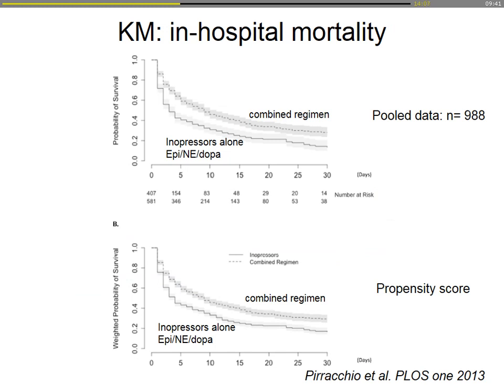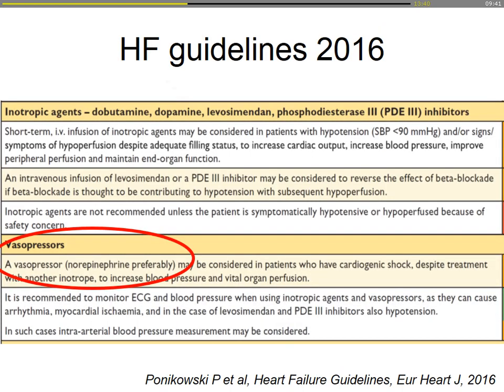Doing a propensity score in a cohort of patients with a very high mortality, you see that in-hospital mortality is exceeding 60 or 70%. Combining inotrope and norepinephrine was associated with a lower mortality compared to vasopressors alone, and this is on the pooled data, and with the propensity score, we could confirm the same result. Combining is better than vasopressors alone.